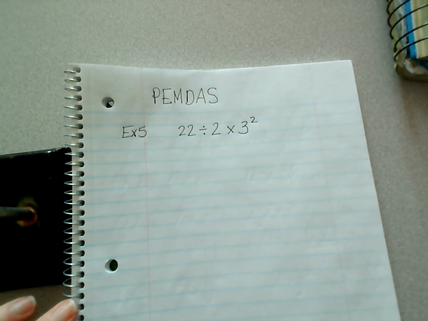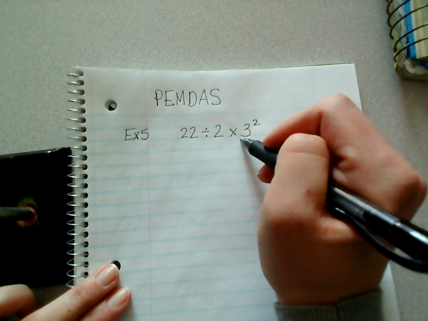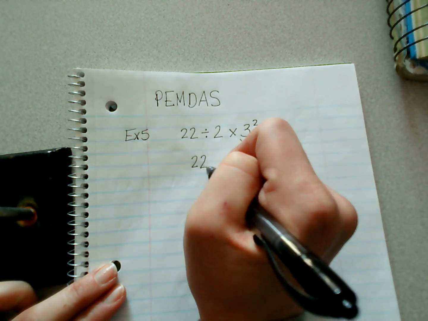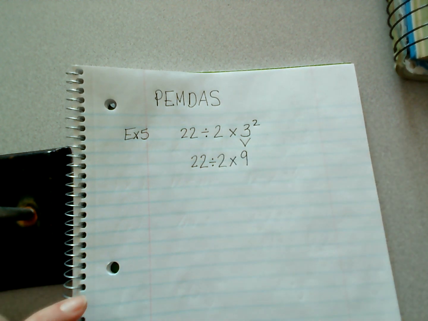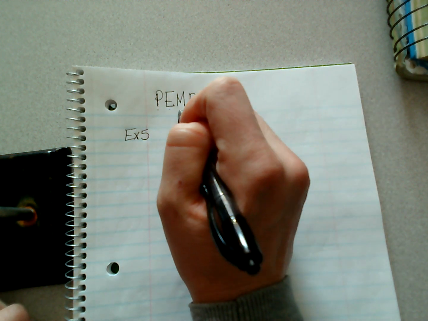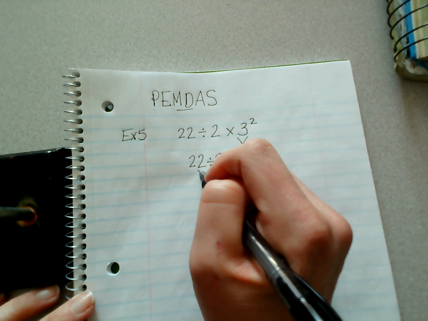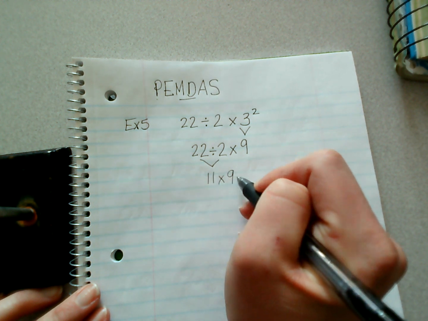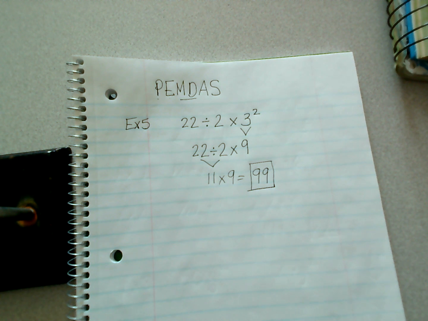So I want to go through my rules. I do not have any parentheses, but I do have exponents. 3 squared is 9. 22 divided by 2 times 9. No parentheses, exponents, multiplication and division, and it doesn't matter what order you go as long as you're going left to right. 22 divided by 2 is 11 times 9 is 99. 99 should be your final answer.